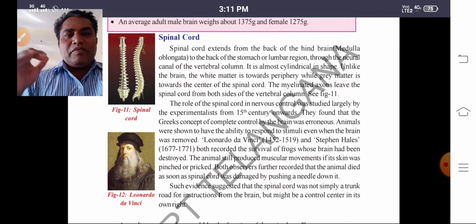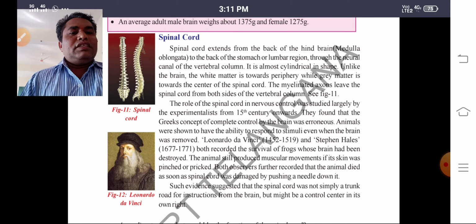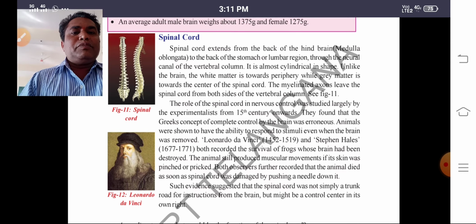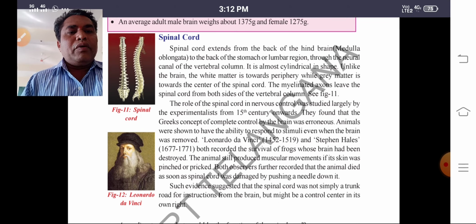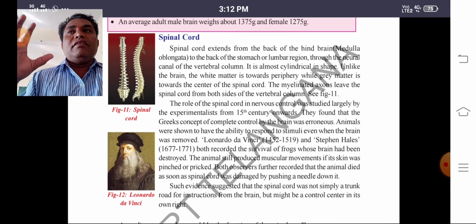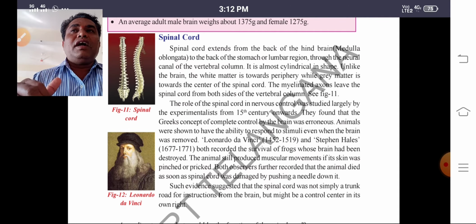After the 15th century, a number of discoveries and inventions took place, so experimentalists came forward and studied the spinal cord. They found that the Greek concept of complete control by the brain was erroneous, and animals were shown to respond to stimuli even when the brain was removed. Scientists, mainly Leonardo da Vinci and along with him Stephen Hales, both recorded the survival of frogs whose brain had been destroyed. Both of them removed the brain from the frog, leaving the spinal cord and vertebral column.